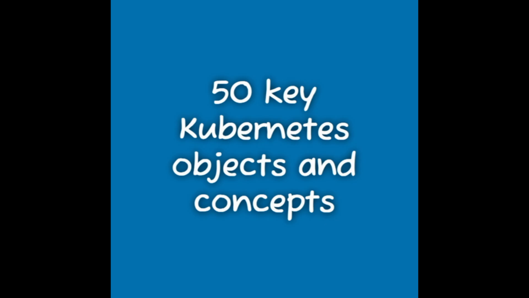Metrics and observability. Horizontal pod autoscaler, HPA, autoscales pods based on metrics. Vertical pod autoscaler, VPA, recommends resources for pods. Pod metrics, resource usage of a pod by a metrics server. Node metrics, resource usage of a node.